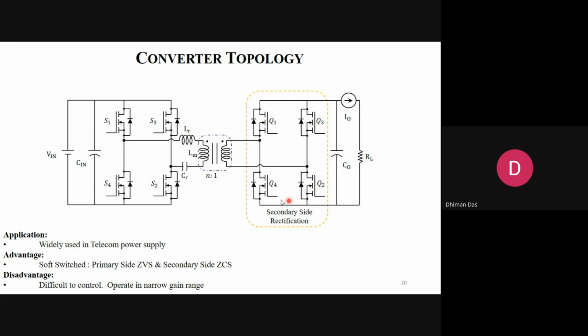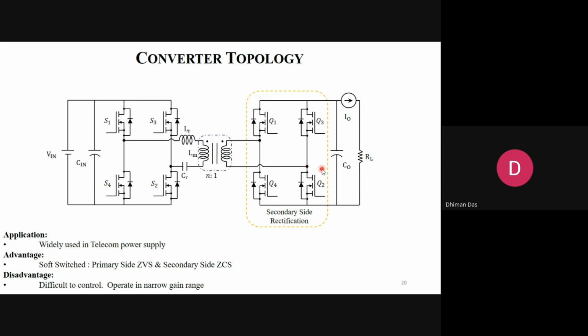On the secondary side, you can either rectify with a diode, or you can replace the diode with a MOSFET for synchronous rectification. Synchronous rectification is used in high current applications. This is very much used in telecom power supply. I am designing telecom power supply in my company, so I am very much familiar with this topology.